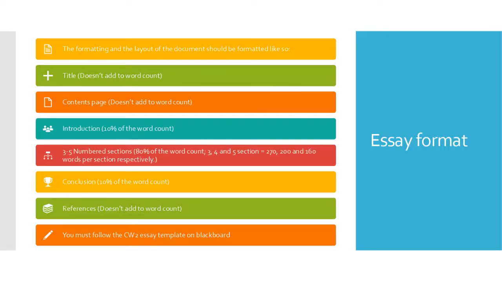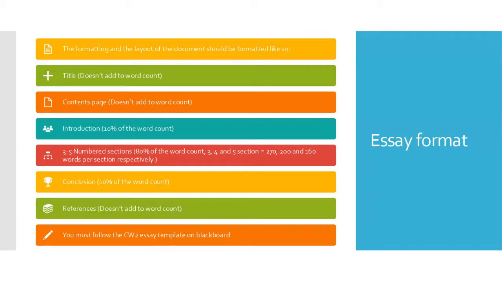I spiced up the essay format thing a bit more so that it's a bit more colourful. Apologies if it's difficult to read, but I'll read it out for you. Bear with me just a second. Okay, so the essay format should be laid out as follows: the title, which doesn't count towards the word count; a contents page, again, doesn't count towards the word count; the introduction, which should be 10% of your word count; 3 to 5 numbered sections, which is 80% of the word count.